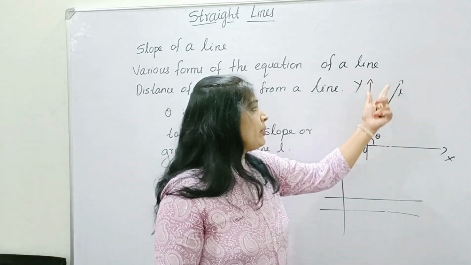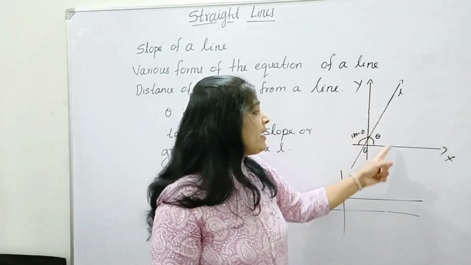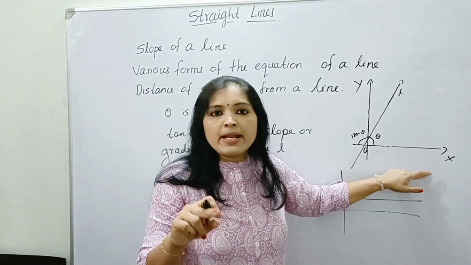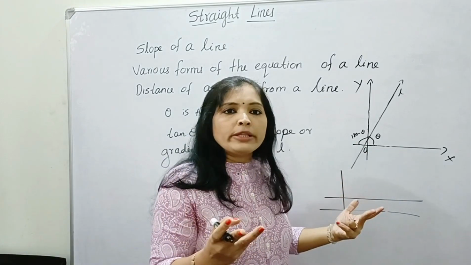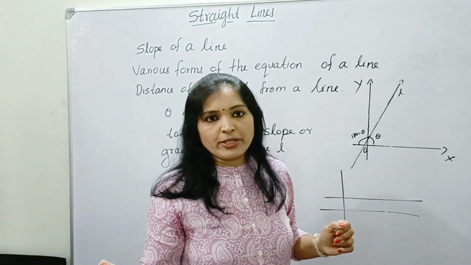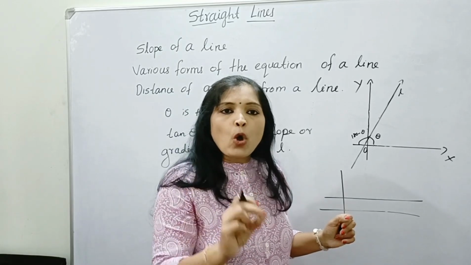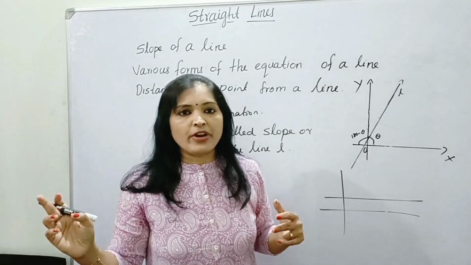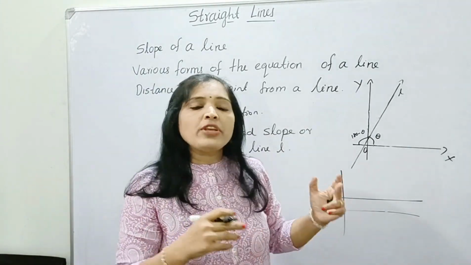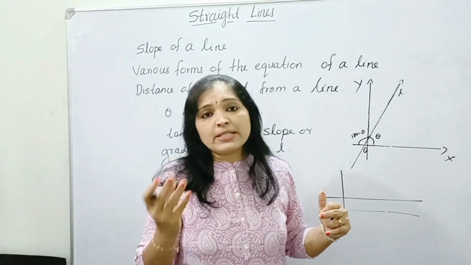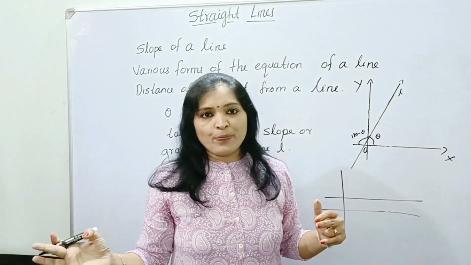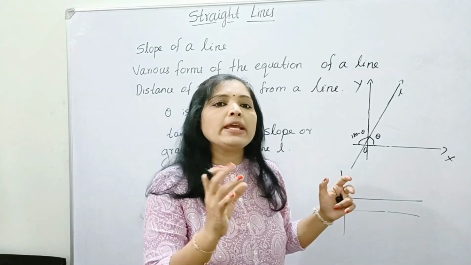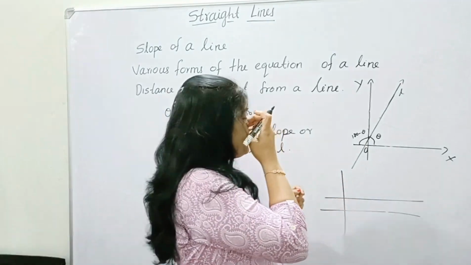And what about this one? If a line is perpendicular to the x-axis, the angle made by the straight line is 90 degrees, and we know that tan 90 is not defined. Therefore, remember, the slope of the straight line whose inclination is 90 degrees is not defined, and the slope of the straight line whose inclination is 0 degrees is 0. Because tan 0 is 0, tan 90 is not defined.